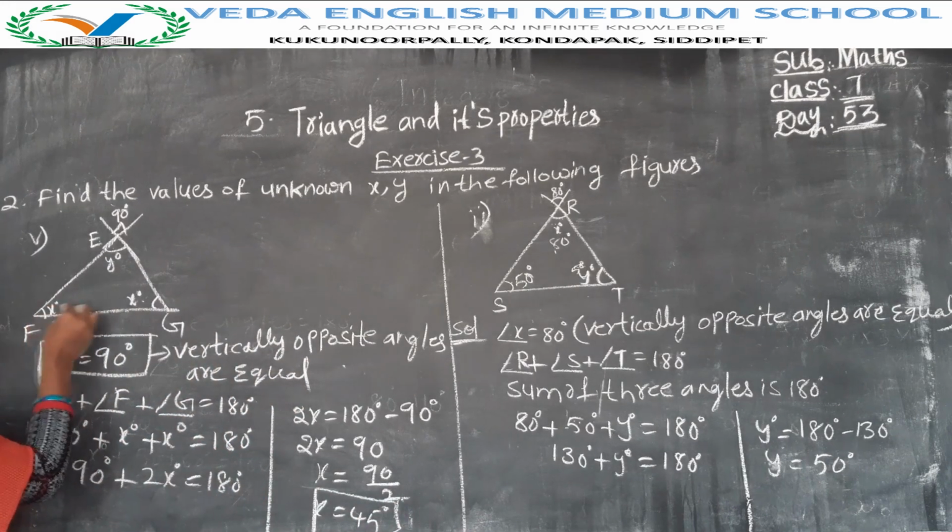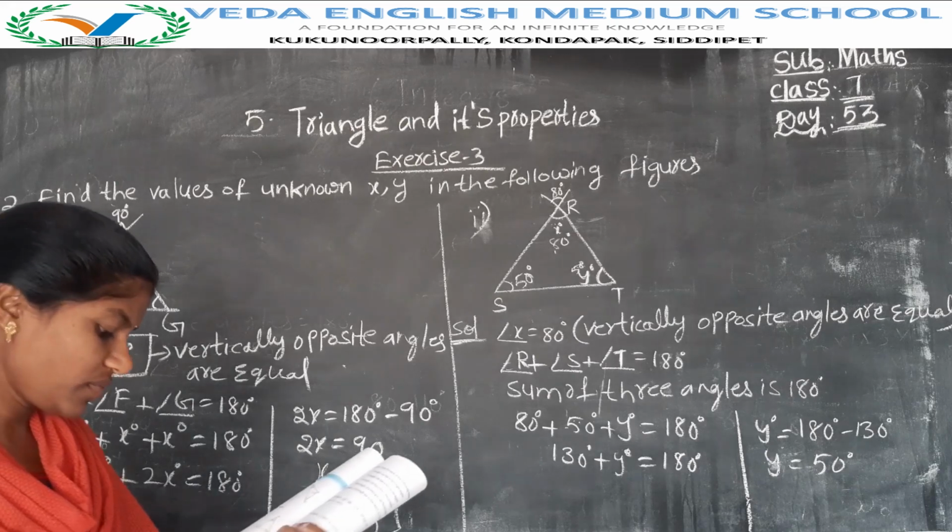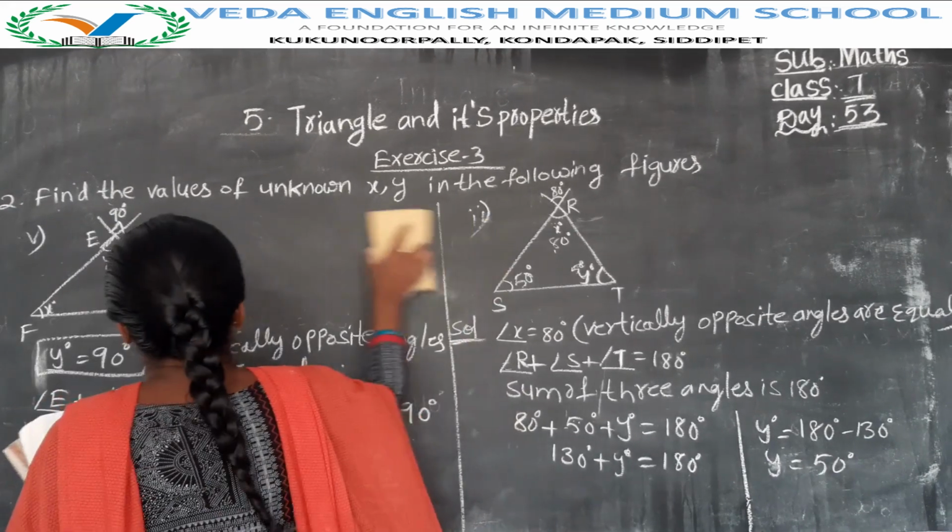That means it is 45, it is 45. 45 plus 45, 90. 90 plus 90 is 180. Understand? Next, sixth question.